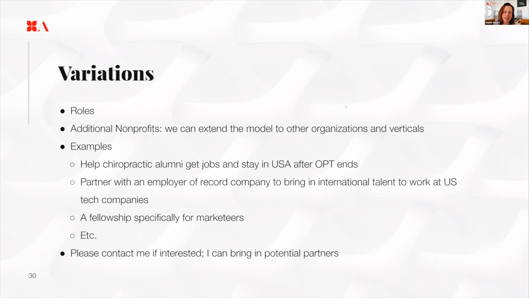But different ideas I've had are like, well, what if we just did a whole program for all the people who want to become chiropractors because they don't get STEM OPT and they have to leave after a year? Or there's a lot of staffing companies. What if a staffing company built this out? Or what if there was a specific fellowship in marketing, for example? So anyway, this is some of the future looking stuff. So if you're interested in doing this at a larger level, please contact me, and I would love to have those discussions about how we could scale this all to help more people.